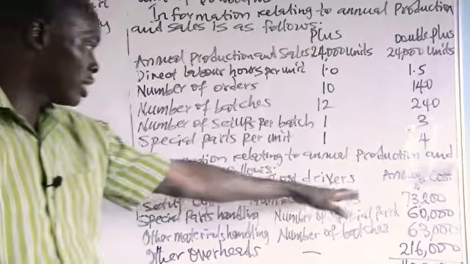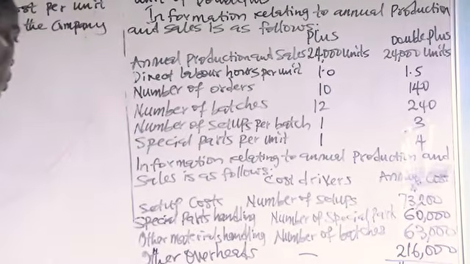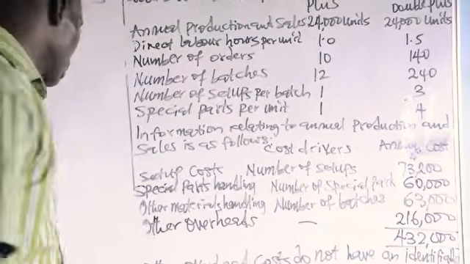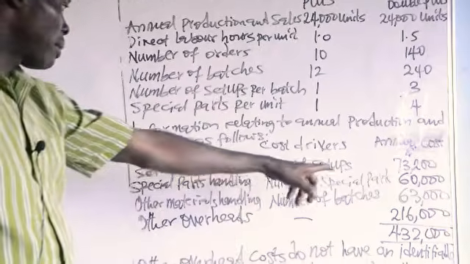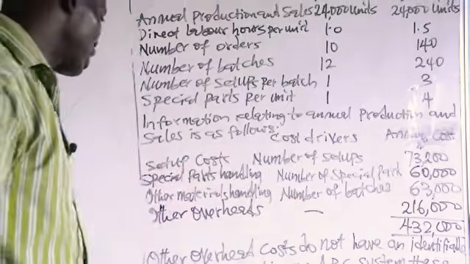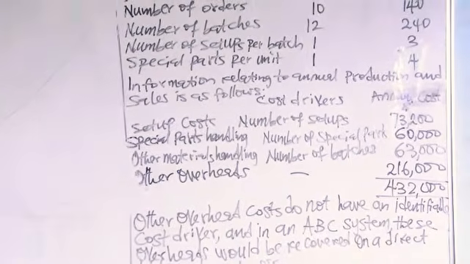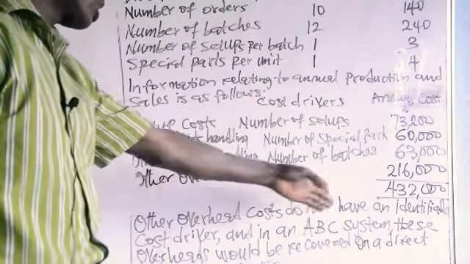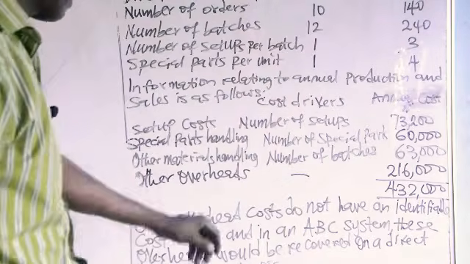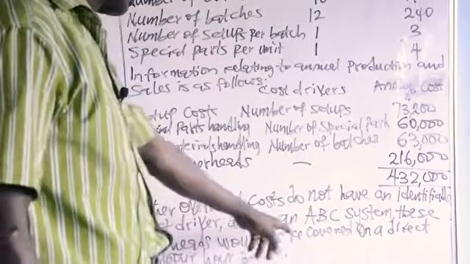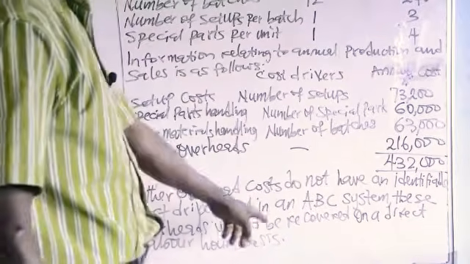We have the cost drivers and we have the annual cost. Setup costs: the cost driver is number of setups. Special parts handling: the number of special parts. Other materials handling: the number of batches. Then other overheads is 216,000. Other overheads do not have an identifiable cost driver, and in an ABC system, these overheads will be recovered on a direct labor hour basis.